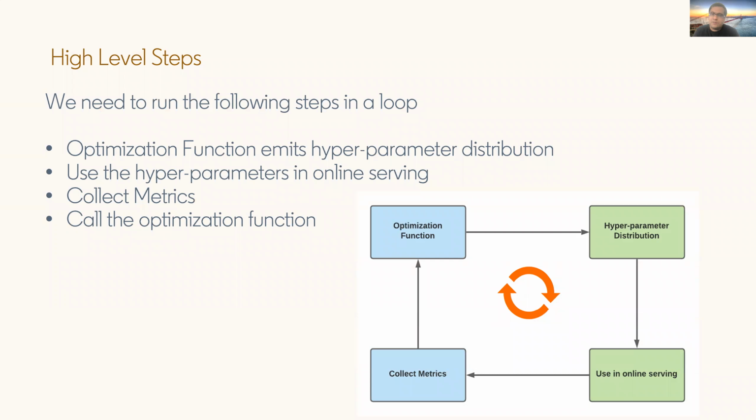Let's get into the system design. At the high level, what's really happening over here is on the top left, you have an optimization function which emits a probability density over the hyperparameters. This is a set of configurations we want to use in our online serving. Once we start serving the members these configurations, it will have an effect on how members interact with the product, which affects the metrics. And then what you have on the lower left side is we want to collect these metrics and call the optimization function again. And we want to do this in a loop.